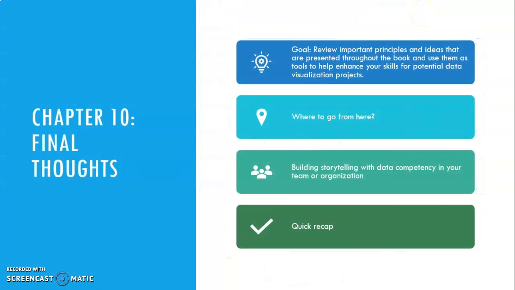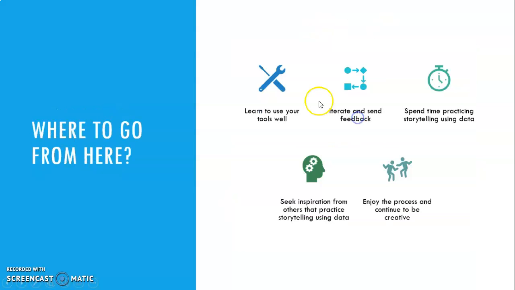The next part is Chapter 10, Final Thoughts. This is reviewing important principles and ideas that are presented throughout the book that we were taught and used this semester. And this final chapter uses ideas and tools to help you prepare for future potential projects. They're divided into where do we go from here, building storytelling, and quick recap.